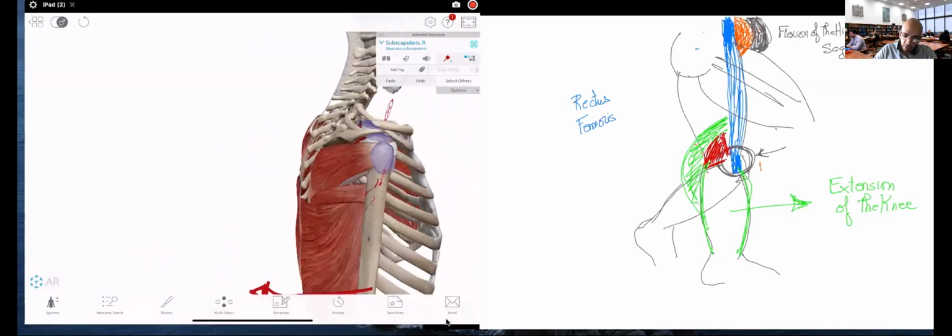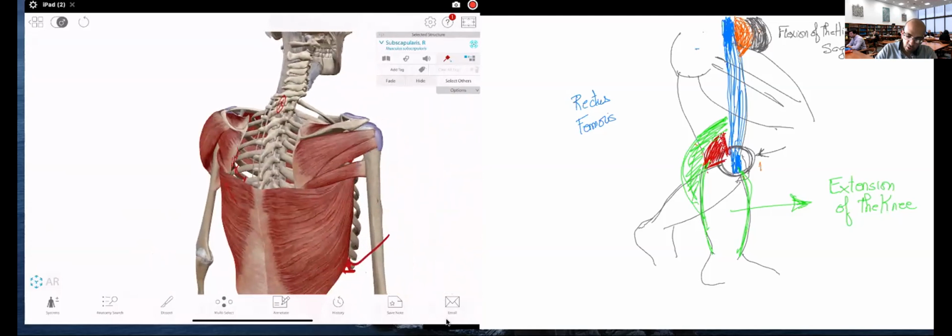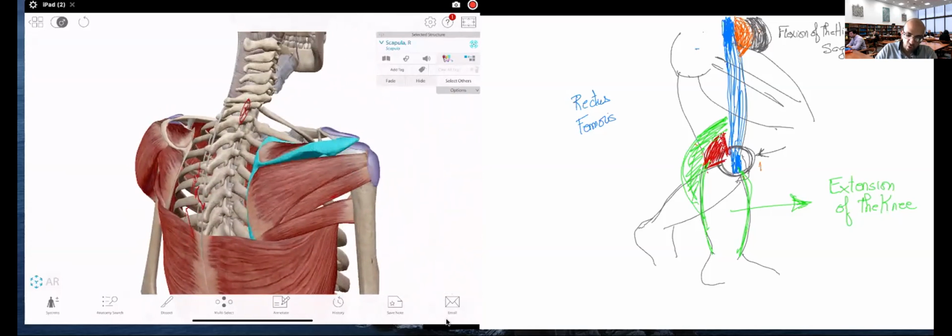So again, if you are looking here at the rotator cuff muscles, the main action of the rotator cuff muscles will be to stabilize the shoulder joint. Why is it so important to stabilize the shoulder joint? Because the glenoid cavity is so shallow, and it is at a much greater risk of getting dislocated compared to something like the hip joint.